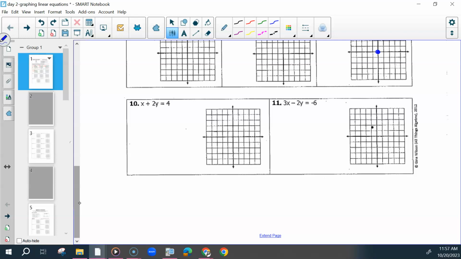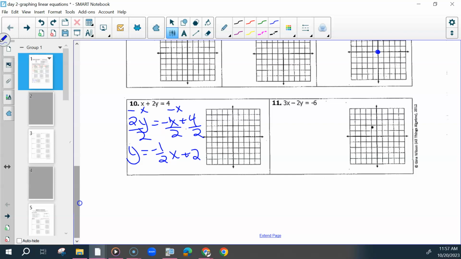This is no longer in slope-intercept form. Correct. You have to convert it. So think back to how we were converting. What would be our first step? Get rid of x by subtracting it to the other side. 2y equals -x. Divide everything by 2. So that our new equation would be y equals negative 1/2 x plus 2.